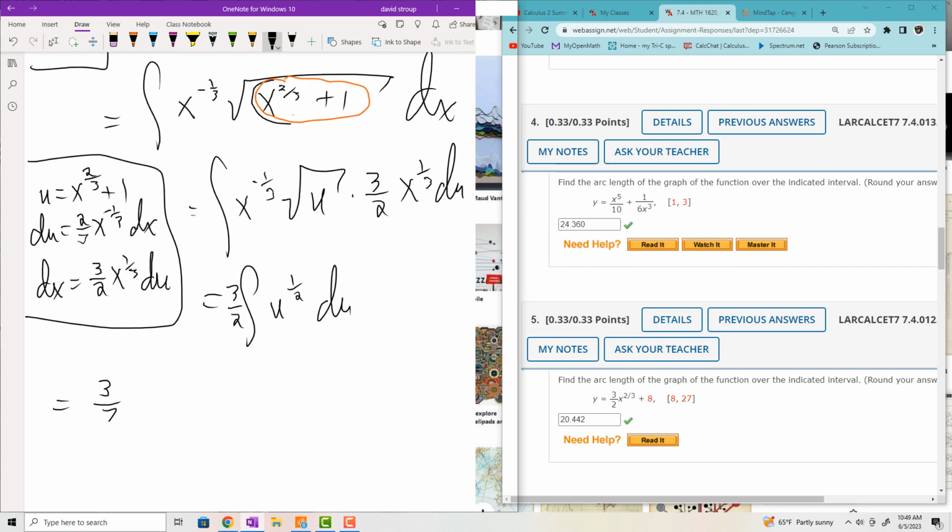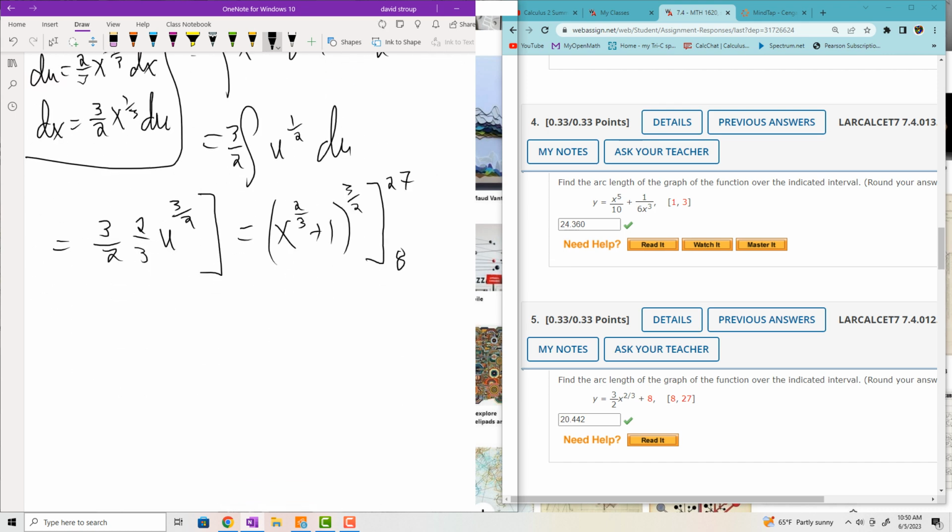So this will be 3/2 u to the 3/2 times 2/3, and I have to back sub, and then I can evaluate. So this will be x to the 2/3 plus 1 to the 3/2, and then I want to evaluate from, what did we say, 8 to 27. Okay. And plugging the numbers into the antiderivative, you get 8 to the 2/3.